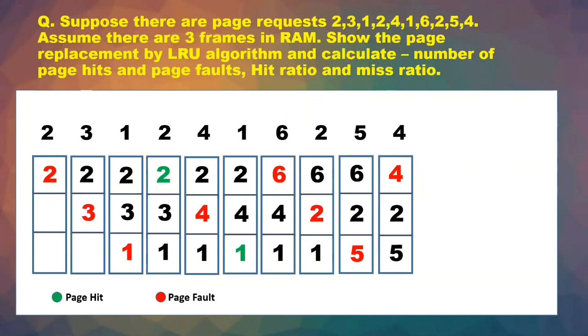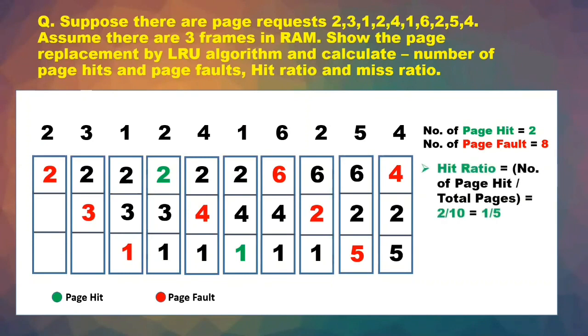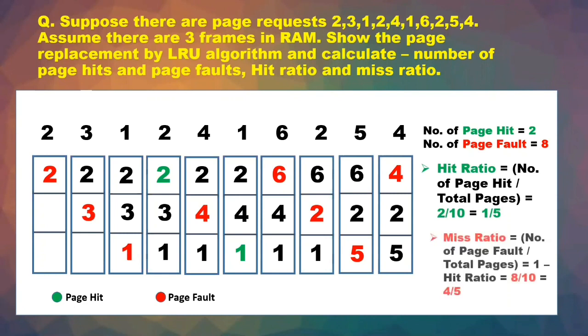Now according to our problem, all the page requests are over. So that is how LRU page replacement algorithm works. Here the number of page hit is 2 and number of page fault is 8. Like the previous one, the hit ratio is 2 by 10, that is 1 by 5, and the miss ratio is 8 by 10, that is 4 by 5. So that is all about LRU page replacement algorithm.